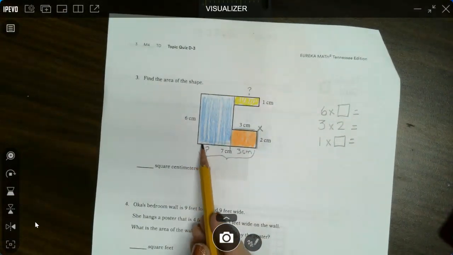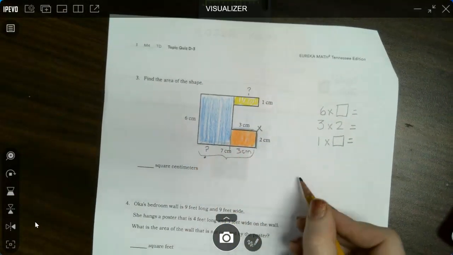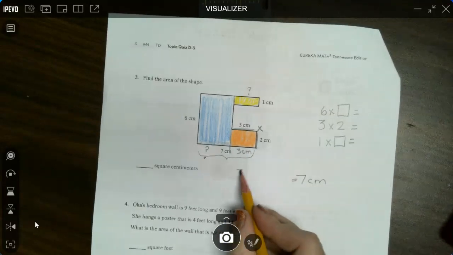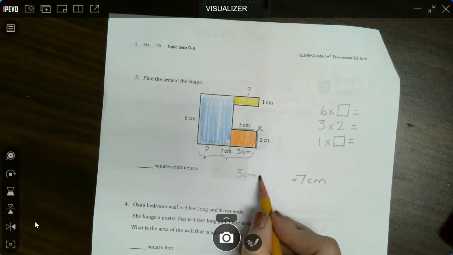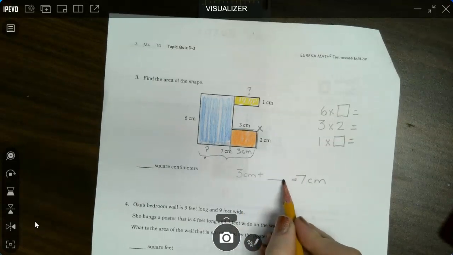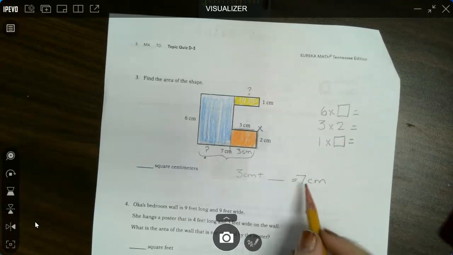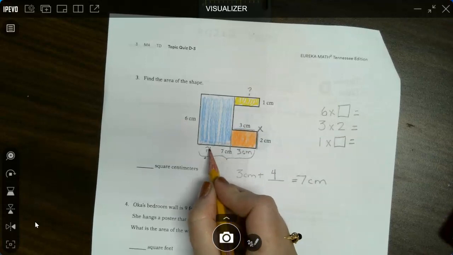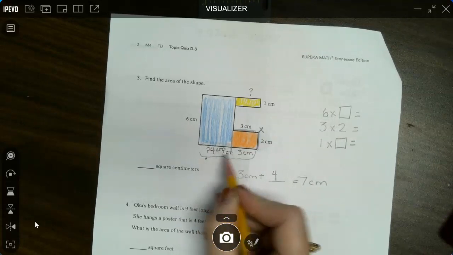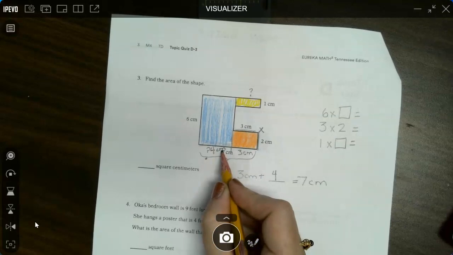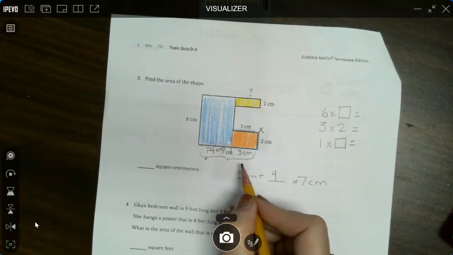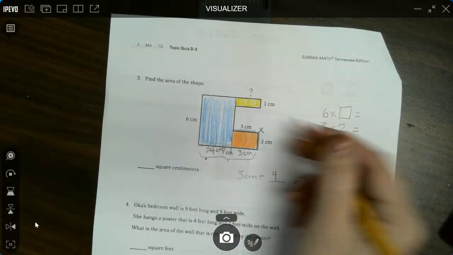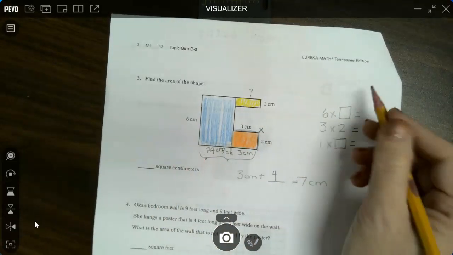I know that this whole side is 7 centimeters, and I know that a piece of it is 3 centimeters. 3 centimeters plus some more would make 7 centimeters. I would need 4 centimeters to make a 7 centimeter side there. 4 centimeters plus 3 would make that 7 centimeter side. So I know the first one is a 6 by 4.